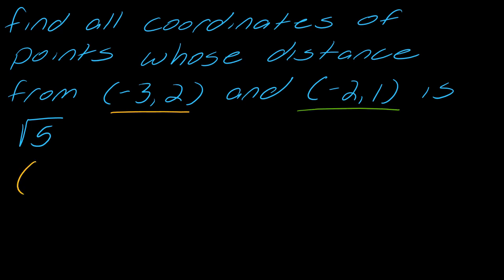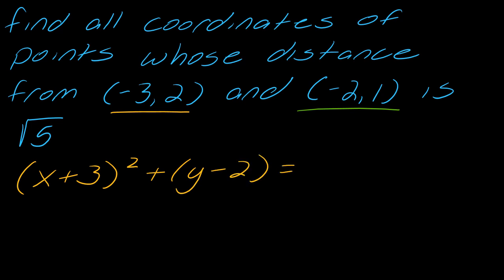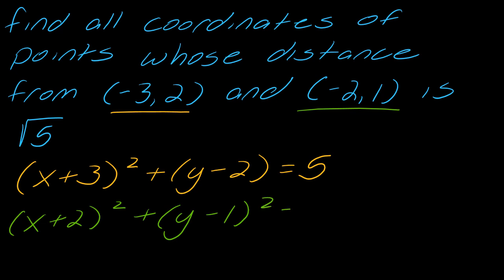So for circle 1, the equation would be (x + 3)² + (y − 2)² = (√5)², which would be equal to 5. And then the second equation is (x + 2)² + (y − 1)² also equals 5. Oops, and I forgot the squared here. Okay, so the easiest way to approach this is to graph, but you might be saying, hold on, I cannot draw a radius square root of 5. What do I do?